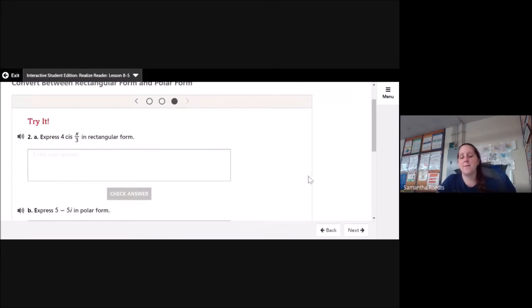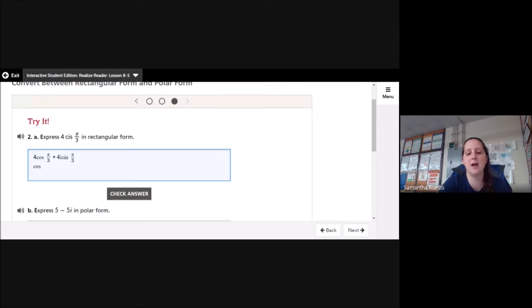All right, let's try it. Express 4 cis pi over 3 in rectangular form. So again, pi over 3 is what I want to look at. I have 4 cosine of pi over 3 plus 4i sine of pi over 3. That's what that actually stands for.